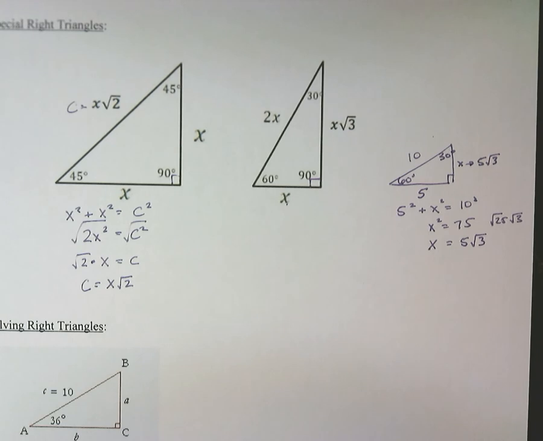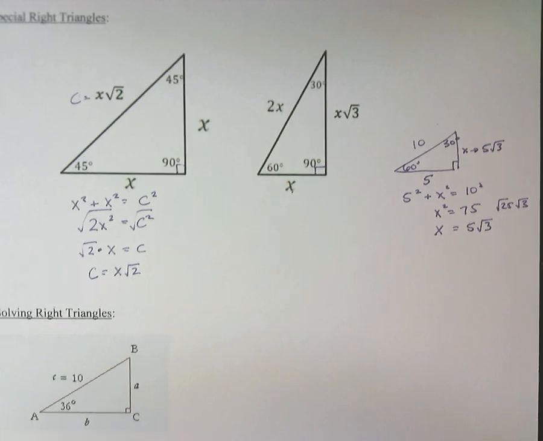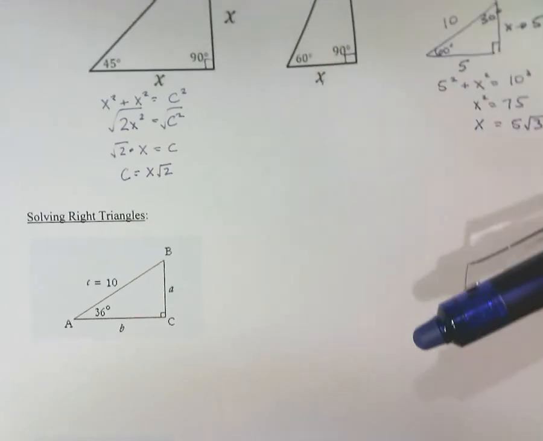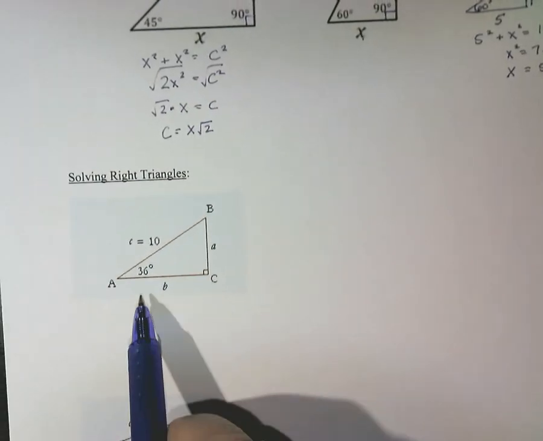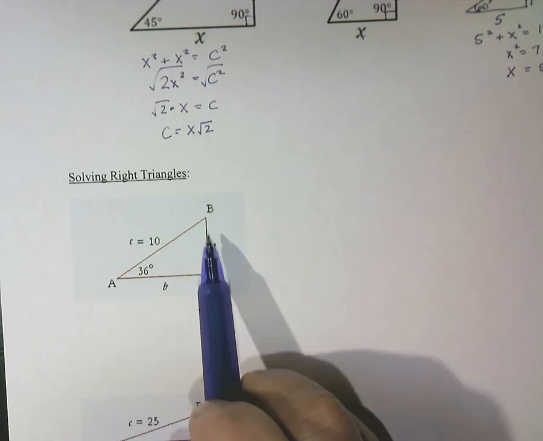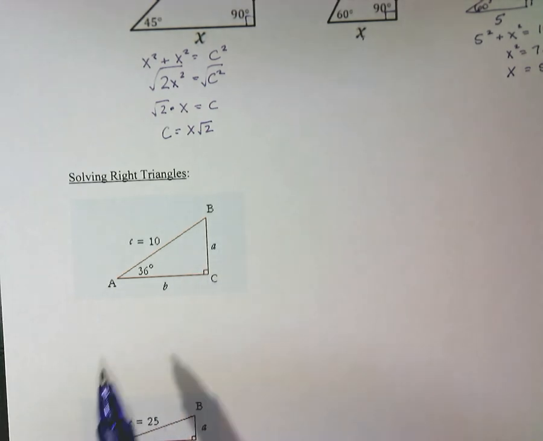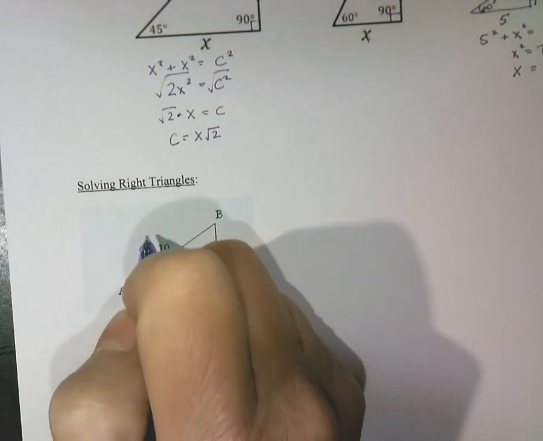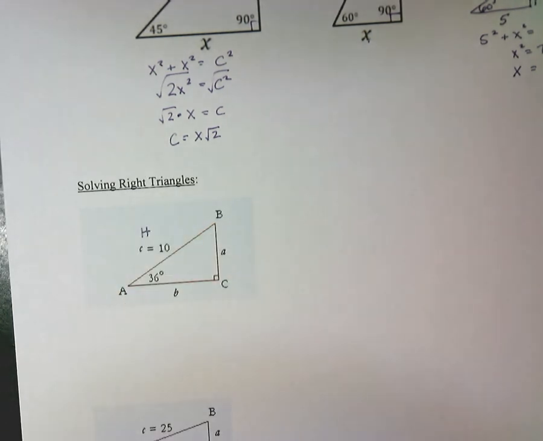So let's solve right triangles now. The first thing we're going to do is solve for a side. In this example, I have angle A, angle B, and angle C. Angle C is your right angle, so 10 is your hypotenuse. If it helps, you can label this H for hypotenuse.